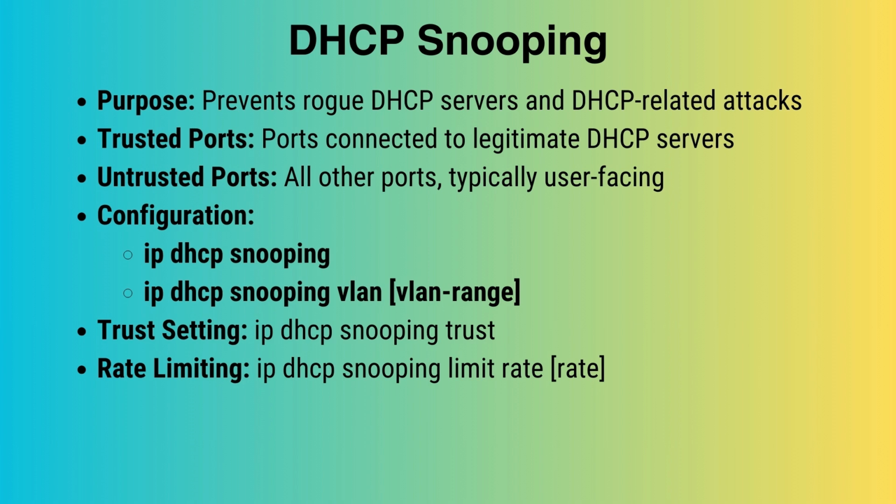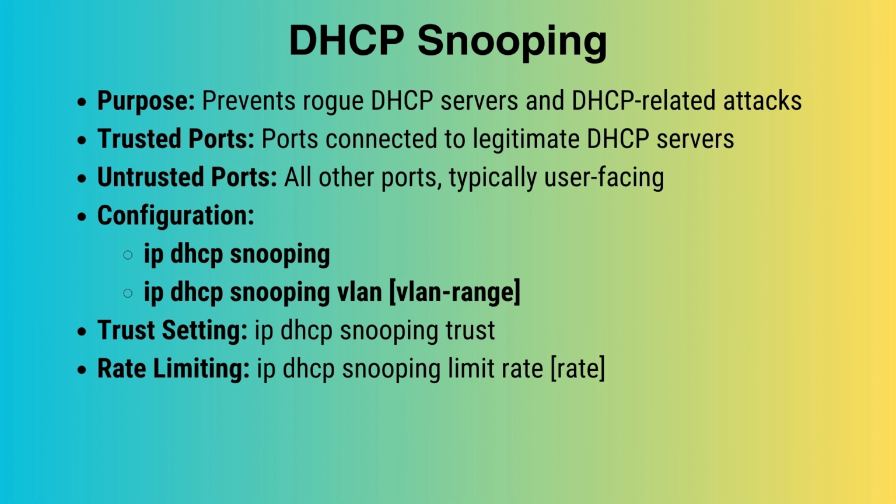To enable DHCP snooping, start by globally enabling the feature with the ip dhcp snooping command. Then, specify the VLANs to protect using the ip dhcp snooping vlan range command. Mark ports connected to legitimate DHCP servers as trusted using the ip dhcp snooping trust command.